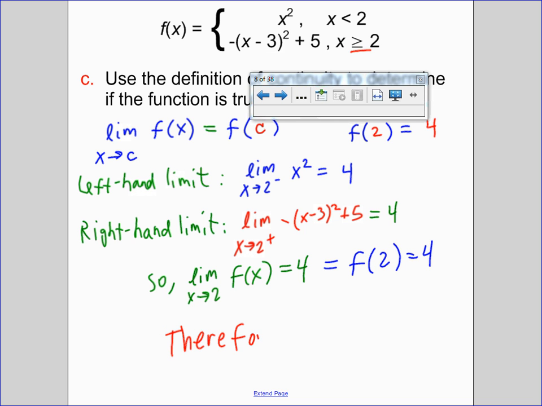Therefore, f is continuous at x equals 2.